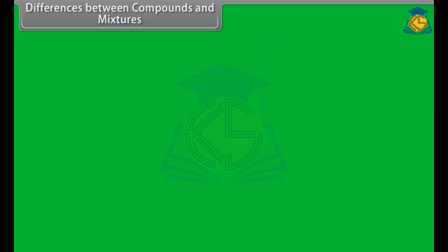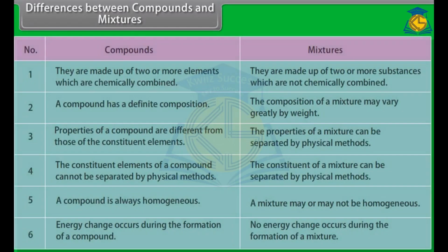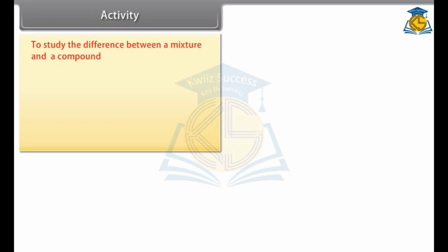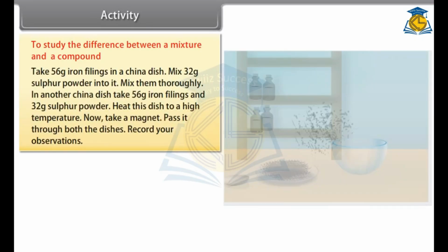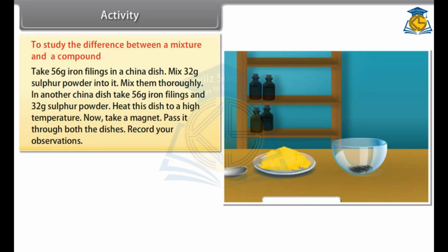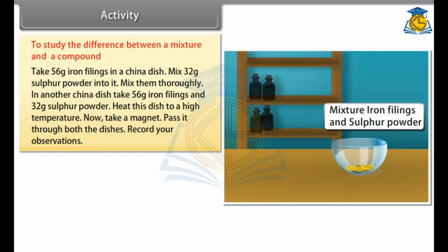Differences between compounds and mixtures. Activity. To study the difference between a mixture and a compound, take 56-gram iron filings in a china dish. Mix 32 grams sulfur powder into it. Mix them thoroughly.